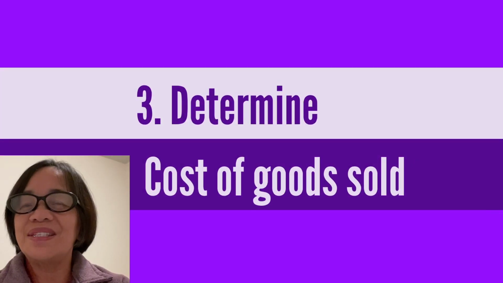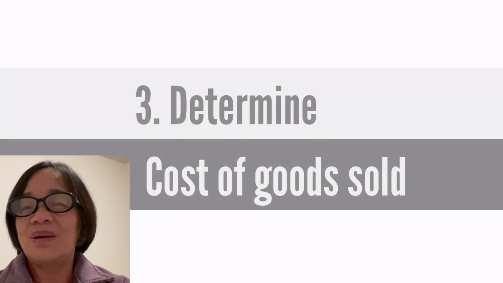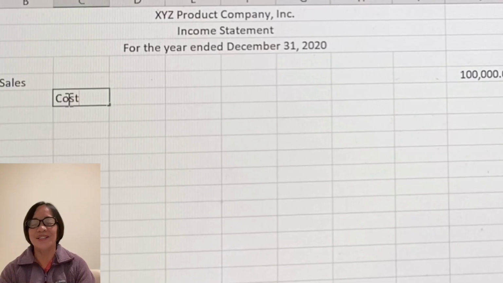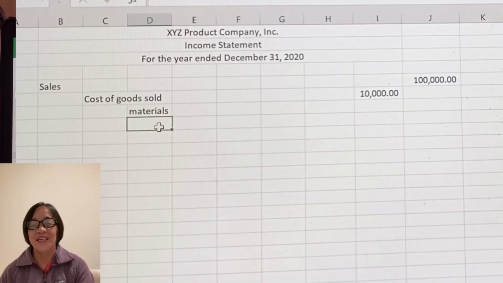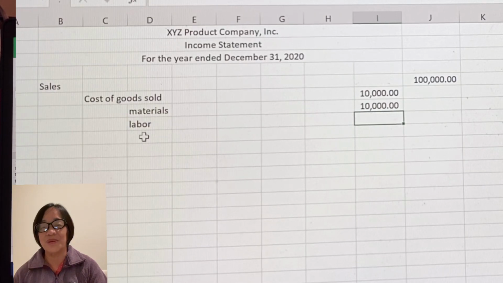So the number 3 step on how to prepare income statement is determine cost of goods sold. So to determine cost of goods sold, we have to add all direct materials, direct labor, and overhead expenses that we have incurred during the operation of the business. If ever this is not your first year of operation, remember to include inventories. Remember that ending inventories of the previous year will be the beginning inventories of the preceding year.